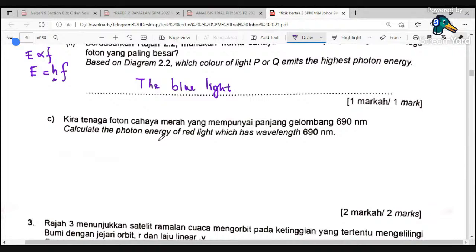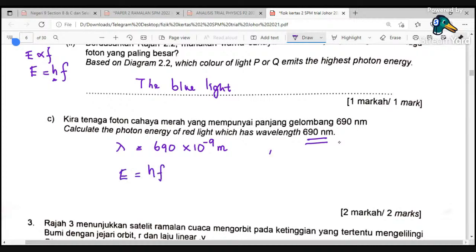Okay, calculate the photon energy of red light which has wavelength 690 nanometer. Okay, nampak unit dia. Lambda ialah dalam nanometer, 690. You convert to meter means times 10 to the power negative 9 meter.